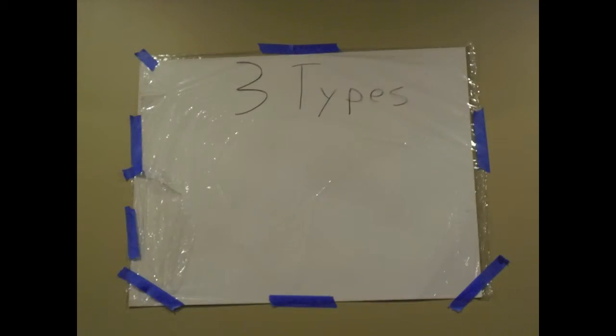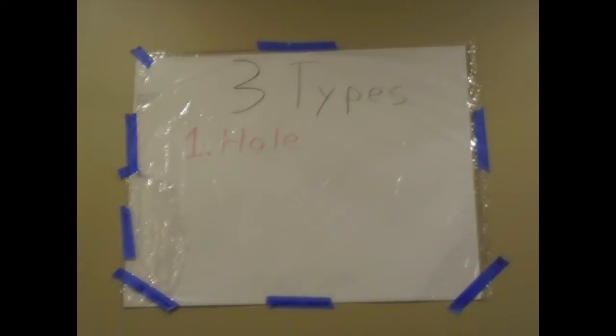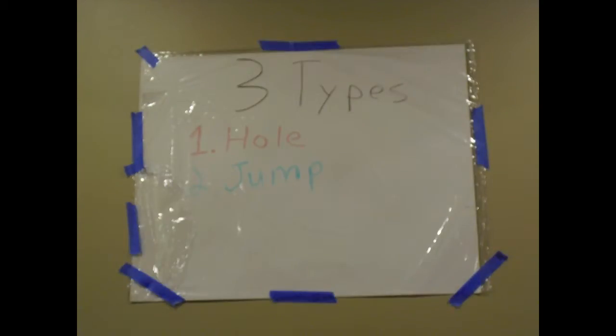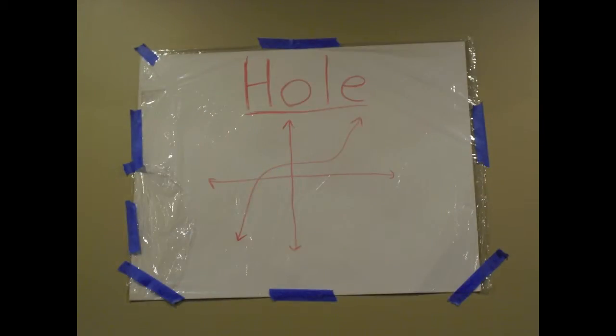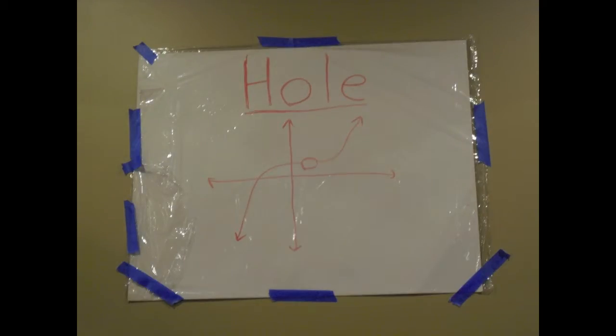There are three types of discontinuity. The first is a hole, the second is a jump, the third is an asymptote. This is a graph without a hole. This is a graph with a hole.